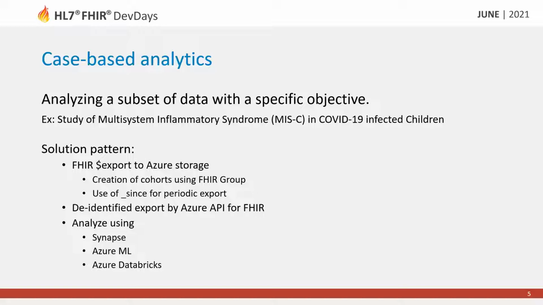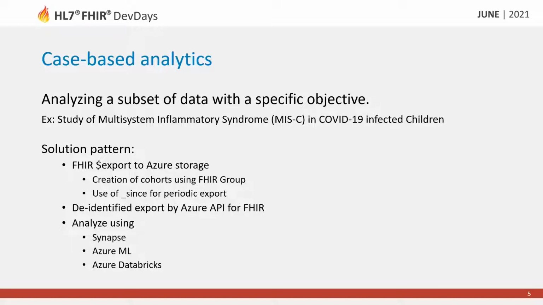The fundamental capabilities in the FHIR specification that enables this scenario are $export and groups. So once you have identified your patients based on some criteria, you can create a group resource with those patients as members. FHIR servers allow you to export a subset of data based on a group. So using a combination of group, $export, and _since parameter, you can periodically export data from the FHIR server for a set of predefined patients.